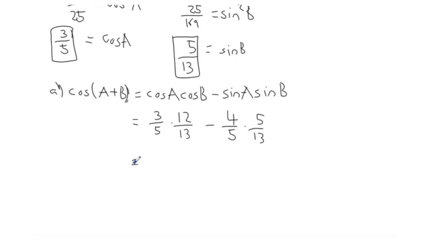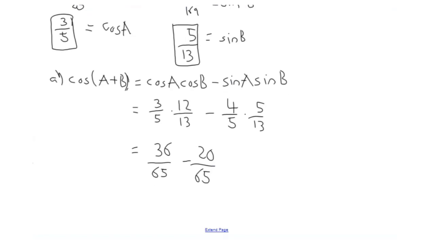So that is going to be 3 12s are 36, 5 13s, where you can do 10 13s, 130, and then half it, so that must be 65, minus 4 5s are 20 over 65. So cos(A+B) equals 16 over 65.